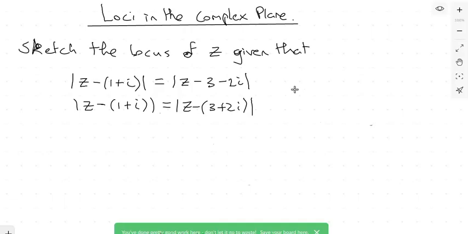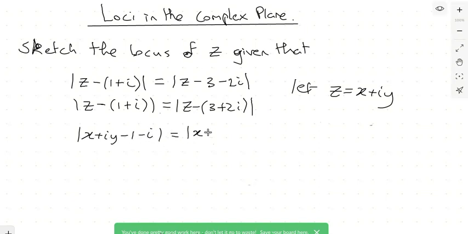I'd say, okay, let Z equal x plus iy, because then my x and y are exactly like x and y in the Cartesian plane. They work the same way. Then what am I going to have? x plus iy minus 1 minus I equals x plus iy minus 3 minus 2i. Let's simplify that by collecting the real terms, x minus 1, and collecting the imaginary terms, plus I times y minus 1, isn't it? Yeah, perfect.